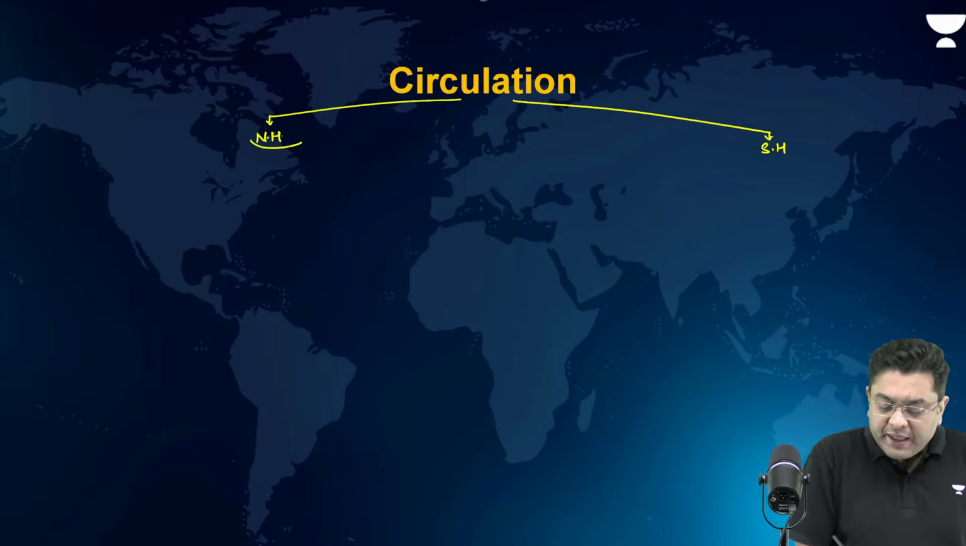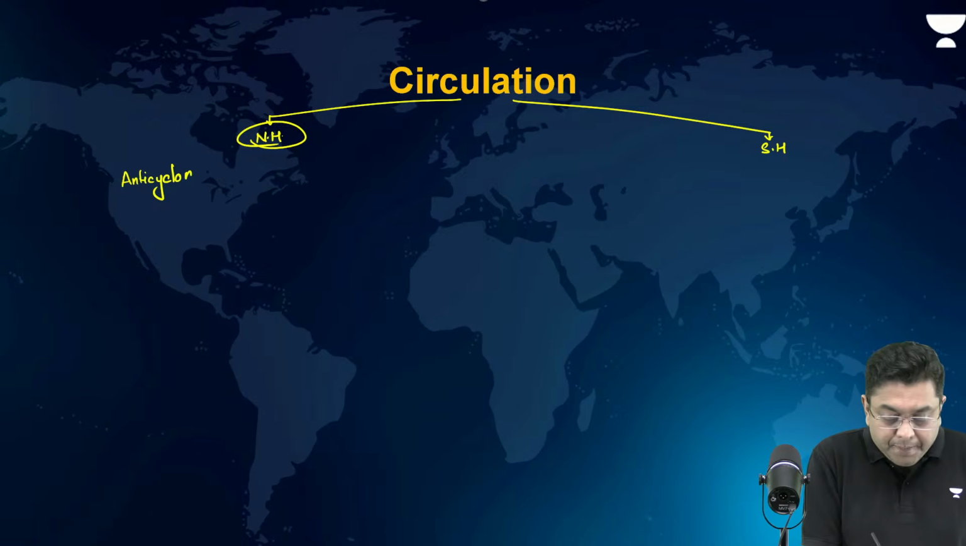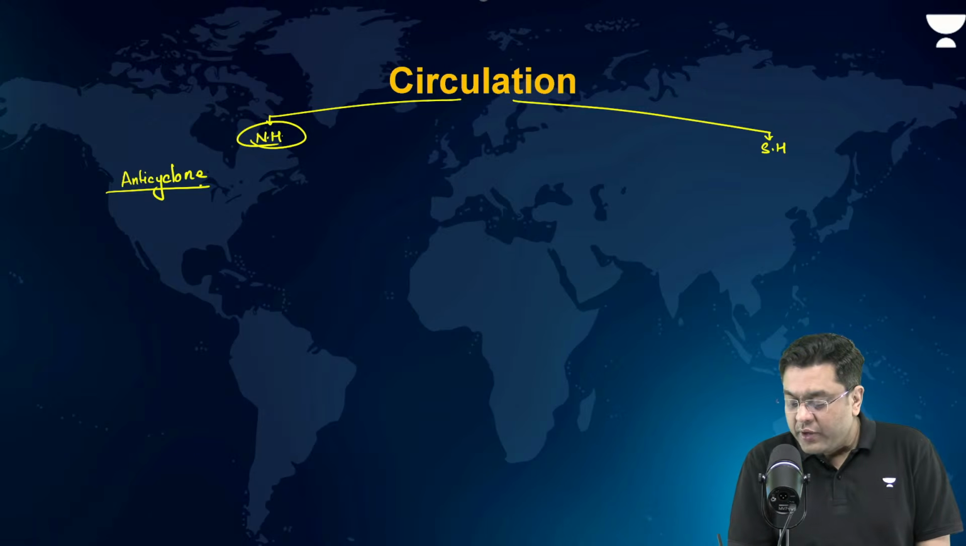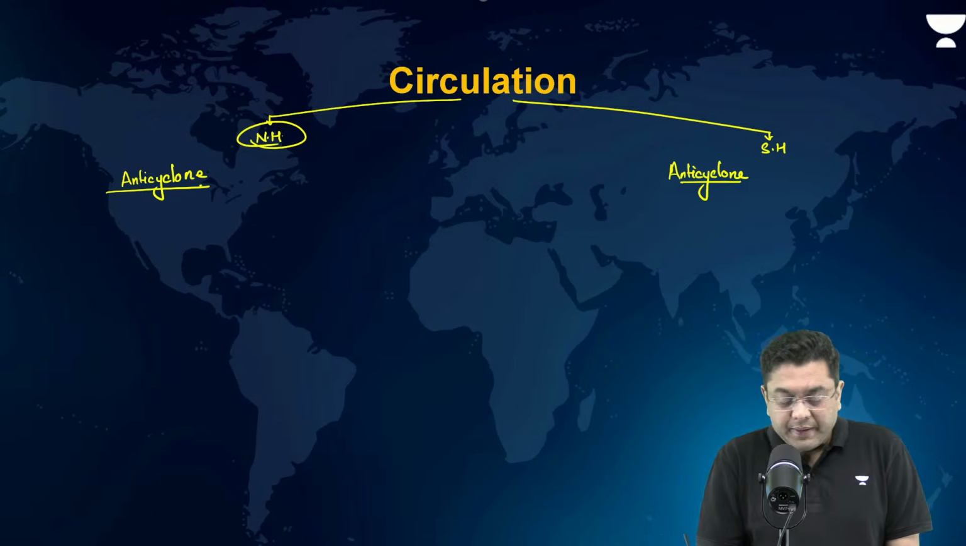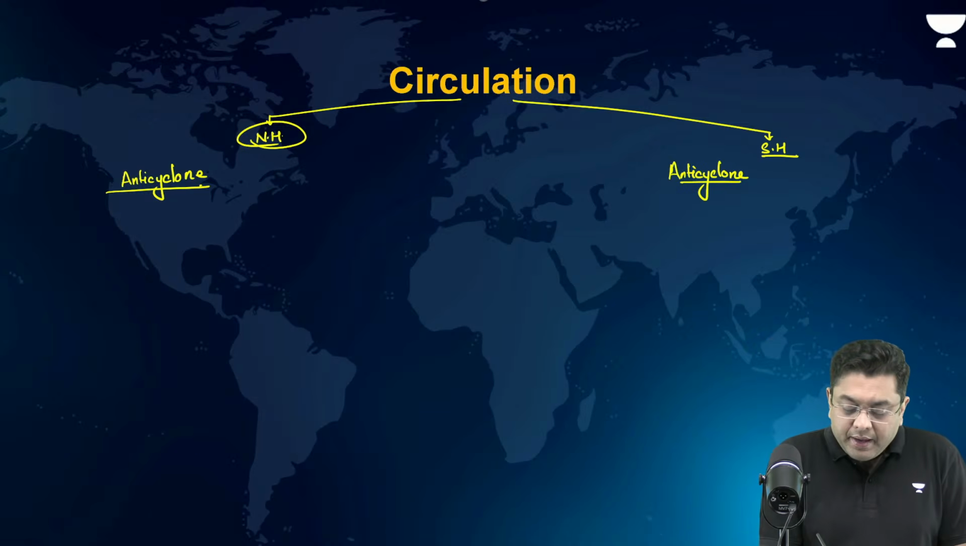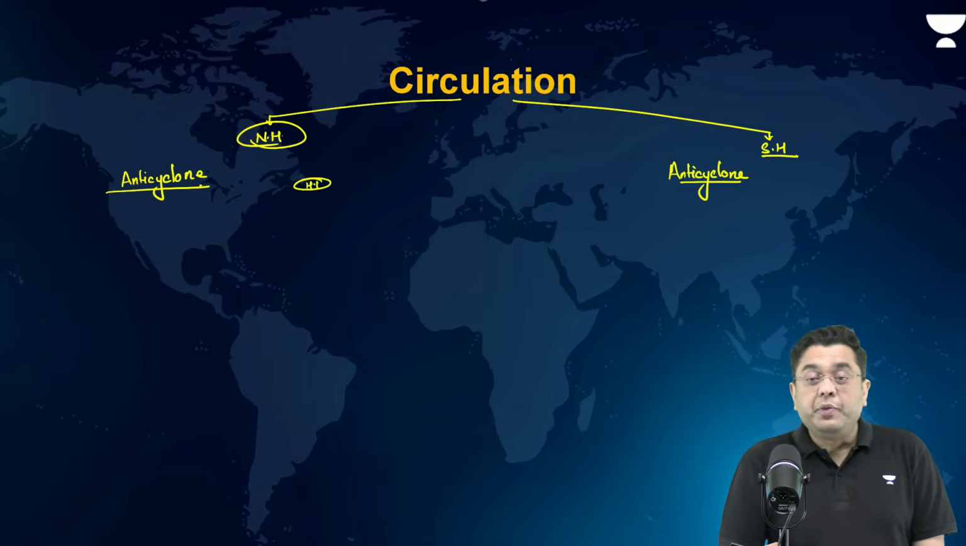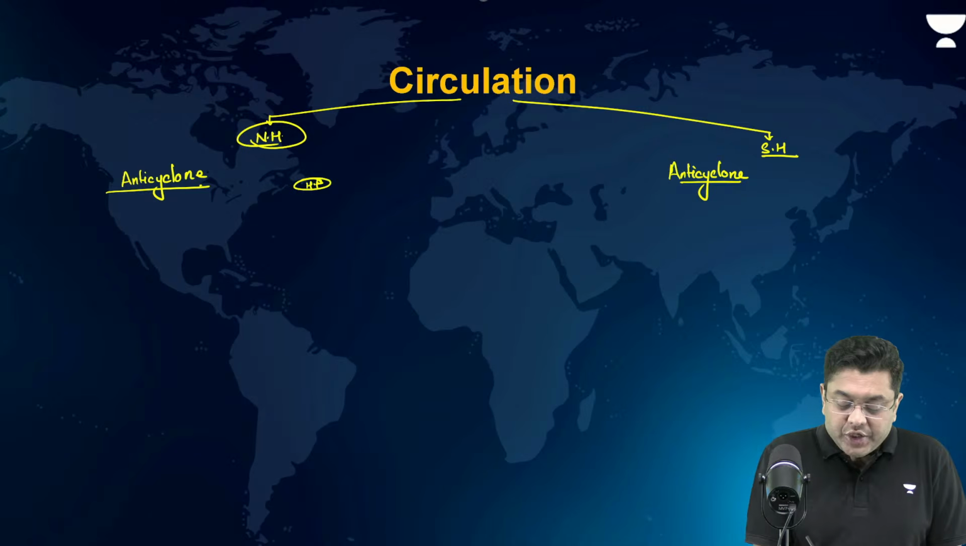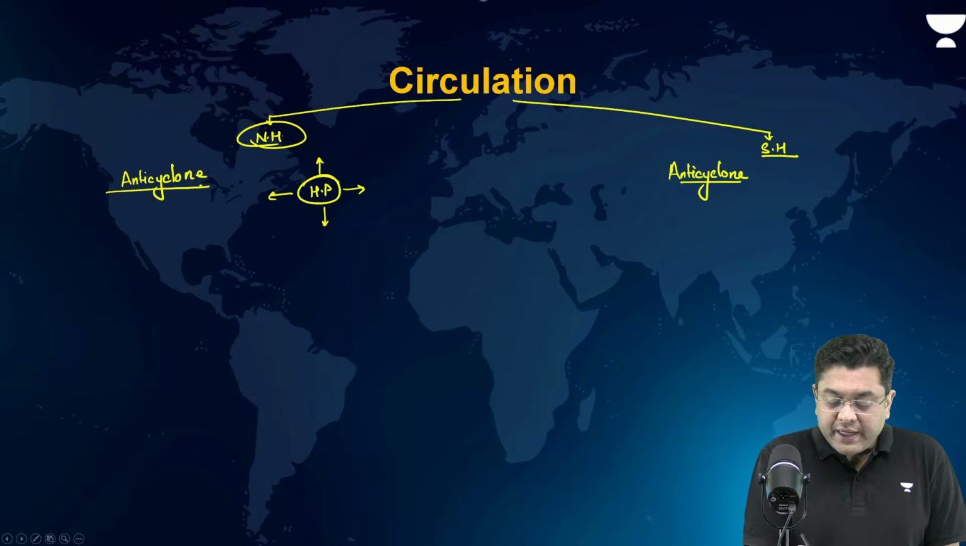So, first of all, let us consider the case of anticyclone in the northern hemisphere. Okay. And then anticyclone in the southern hemisphere. When we consider the northern hemisphere, anticyclone means intense high pressure, means winds will originate and move in all different directions. Now, when the winds originate and move in different directions, in the northern hemisphere, they will bend to the right.